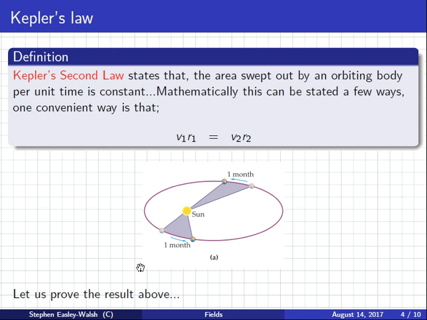And actually, I won't bother proving the result because it's not on the exam. But the proof is not too difficult, but it's a bit unnecessary for this course. The unit would be meter squared per second, which is constant.